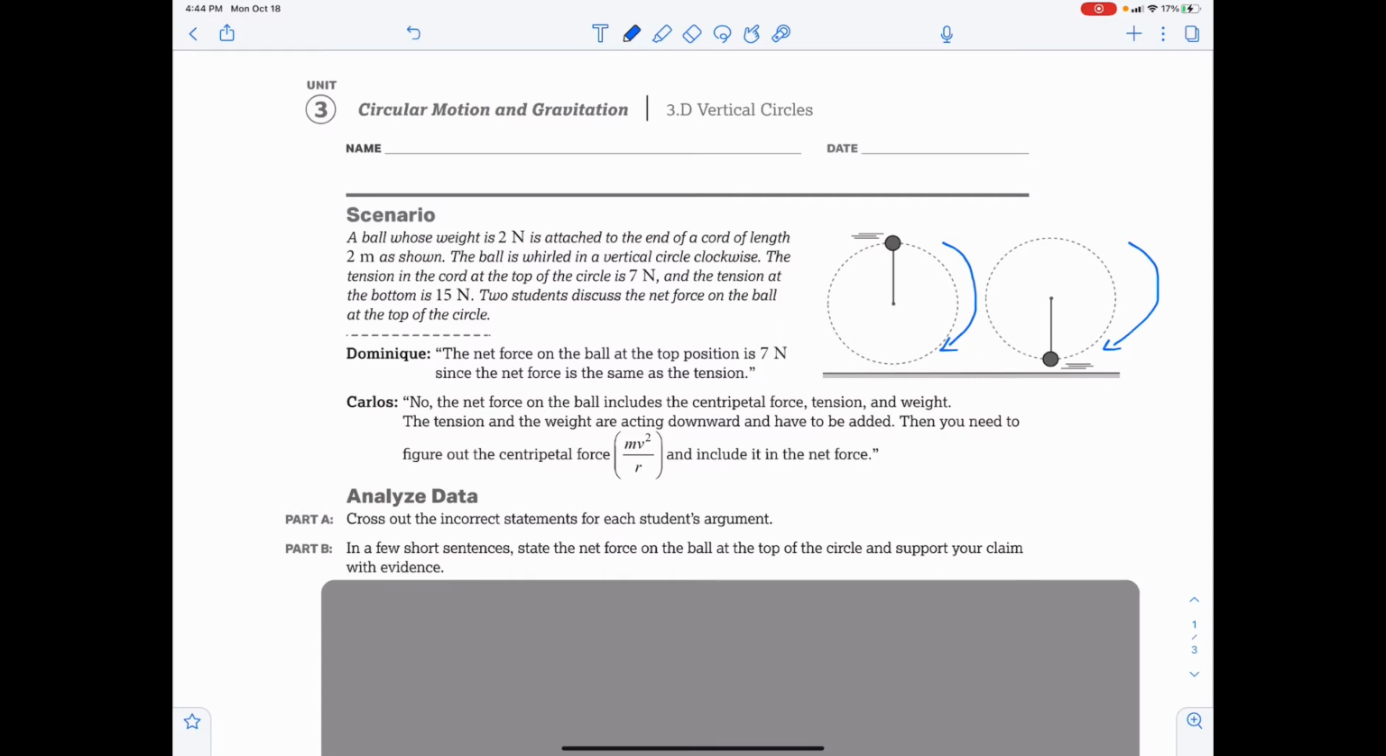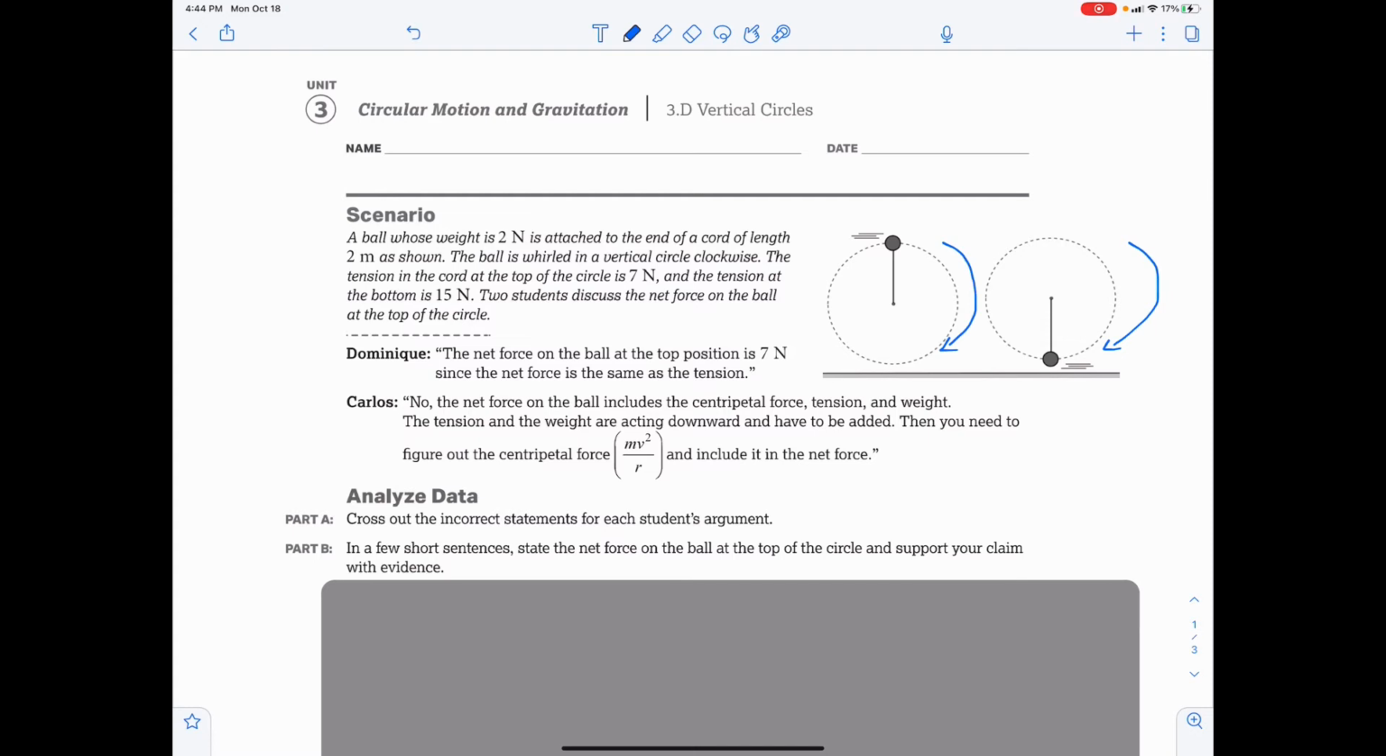Two students discuss the net force of the ball at the top of the circle. Dominique says, the net force of the ball at the top position is 7 newtons. This is since the net force is the same as tension. Carlos says, no, the net force on the ball includes the centripetal force, tension, and weight. The tension and weight are acting downwards and have to be added. Then you need to figure out what the centripetal force, mv squared over r, is and include it in the net force. Part A, cross out the incorrect statements for each student's argument.